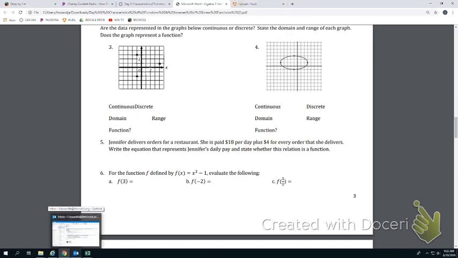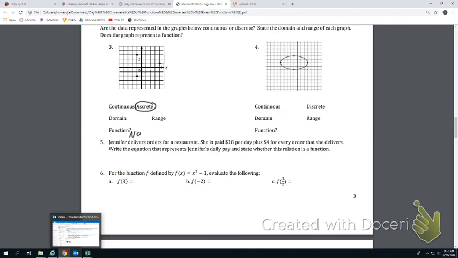So looking at number 3, the first graph, would that be considered continuous or discrete? Discrete. Okay, it's just a bunch of points. So this one would be discrete. Before we do domain and range, would this be considered a function? No, why not? Because right there at -1, if I drew a line right there, it goes through it twice.